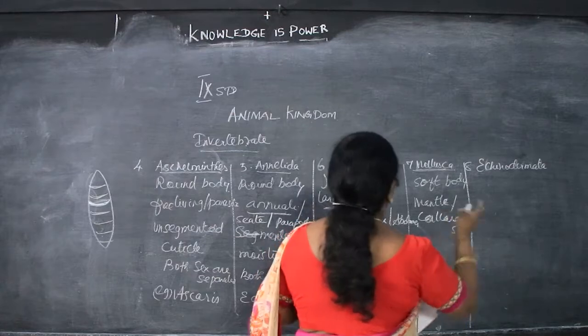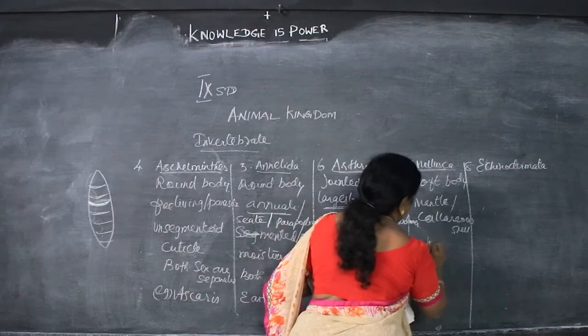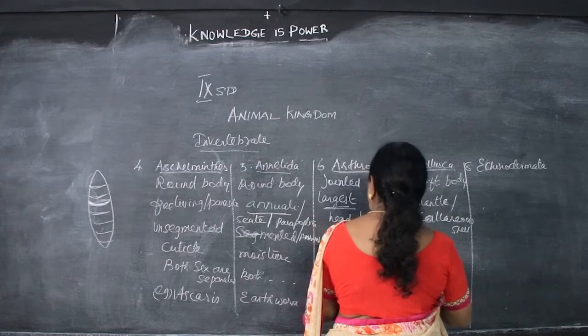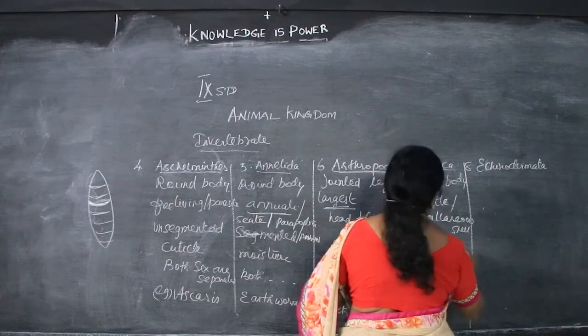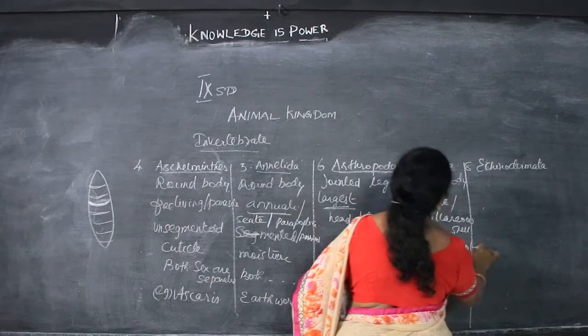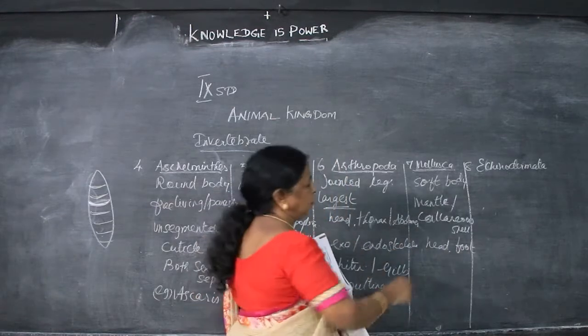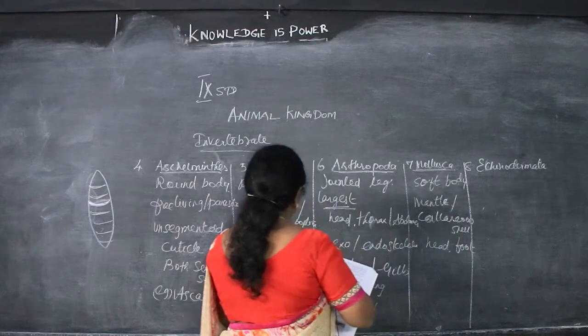Body can be divided into head and foot. The foot is muscular, mollusca are muscular organisms. The foot is very soft. Foot is the locomotory organ here.